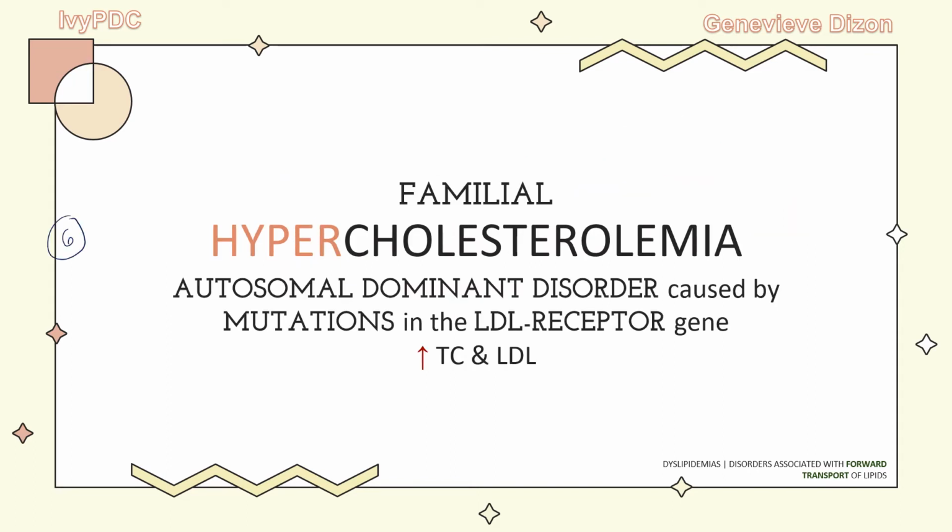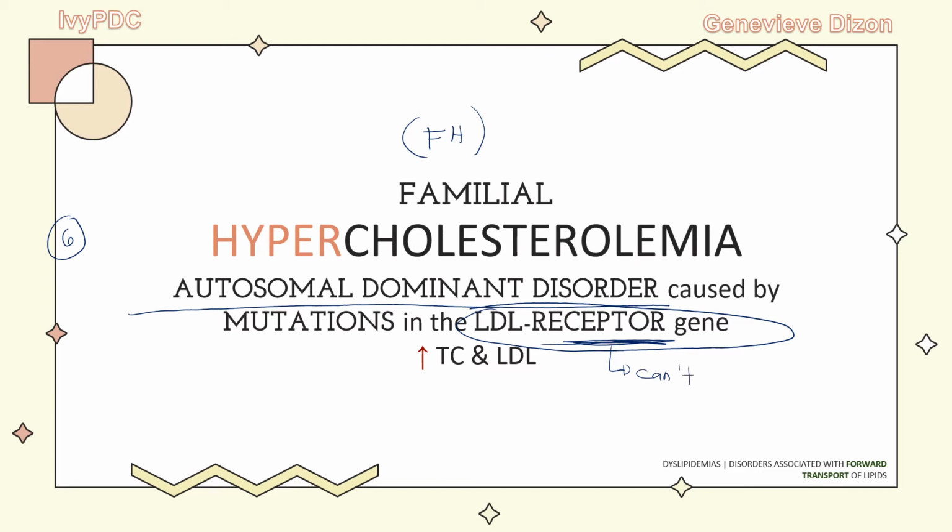The next dyslipidemia would be the familial hypercholesterolemia, or FH for short. This is an autosomal dominant disorder affecting the LDL receptor gene. Now, a defect in the receptor for LDL means that these receptors cannot bind or cannot clear the LDL from the circulation, therefore having an increased total cholesterol and LDL levels. The mutated gene is seen in chromosome 19.